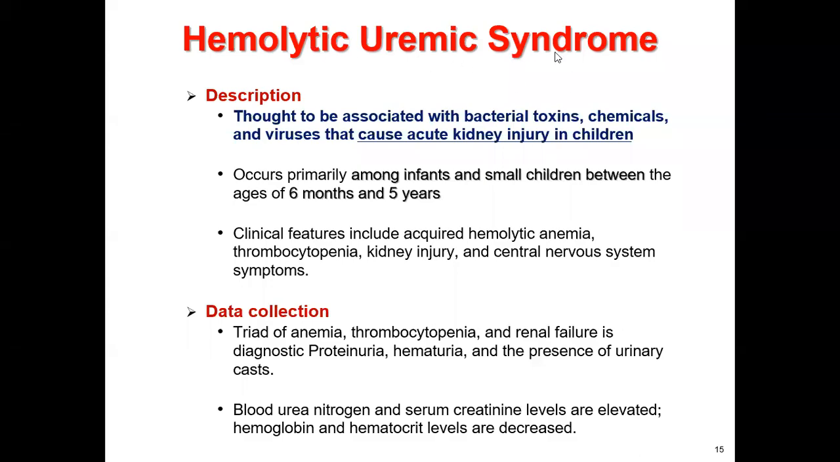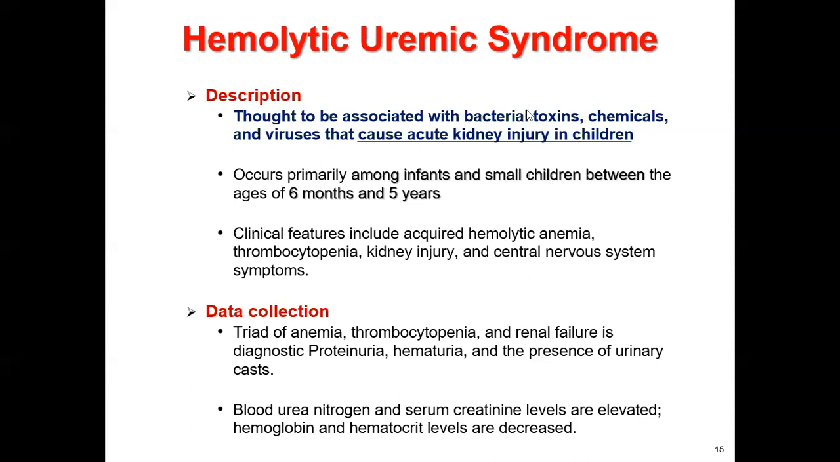Hemolytic Uremic Syndrome. It is the disorder causing thrombocytopenia, acute renal impairment and hemolytic anemia. The description: it is thought to be associated with bacterial toxin, chemicals and viruses that cause acute kidney injury in children.